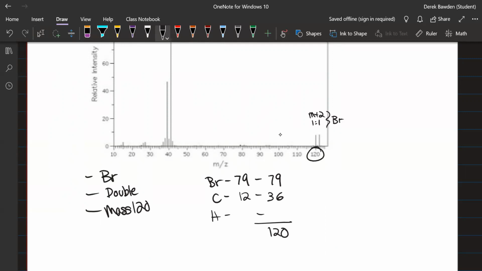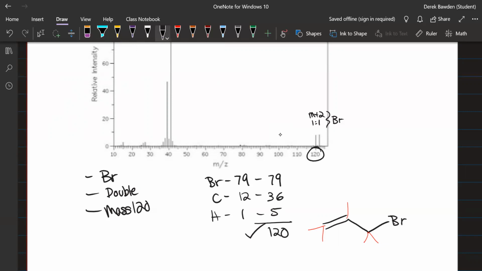Okay, so let's go ahead and try to draw our molecule, okay? So we have 3 carbons and a bromine, and we know there's a double bond. Okay? And in this structure, we'd have 5 hydrogens. Okay? So they weigh 1 each, and there's 5. Okay? And that does check out to our 120.